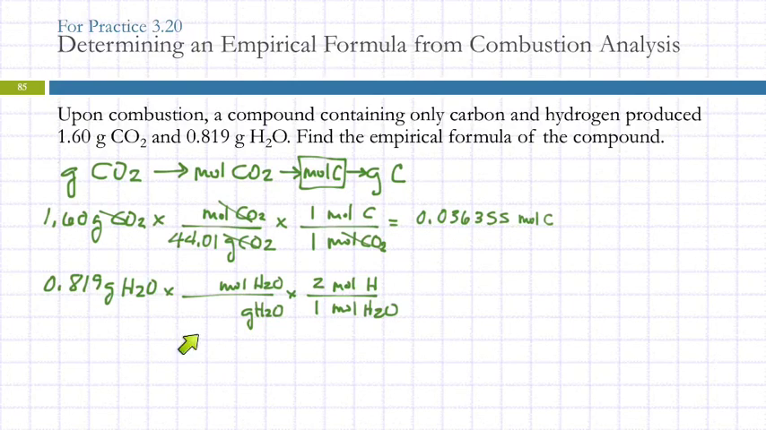And then here, we need the molar mass of water, 18.016, 2 times the mass of hydrogen plus the mass of oxygen. So 0.819 divided by 18.016 times 2. So this gives me 0.0909. And I want to include at least 2 extra digits there, moles of hydrogen. Any questions?